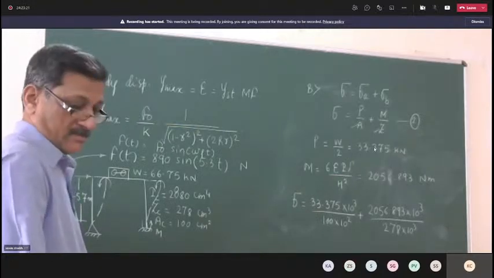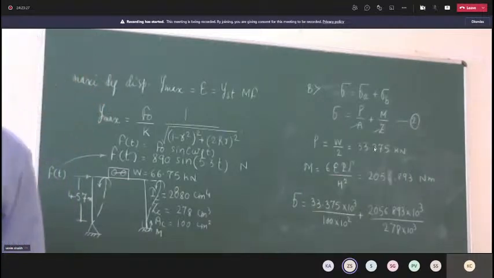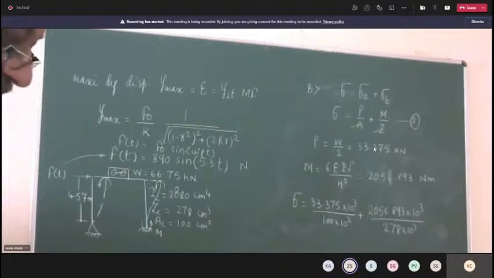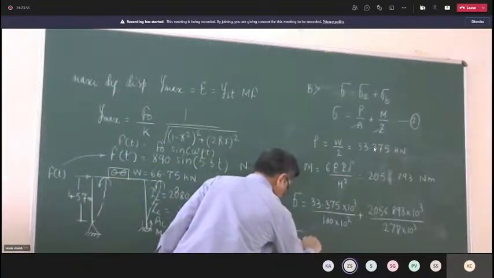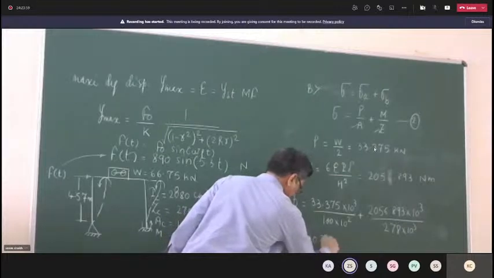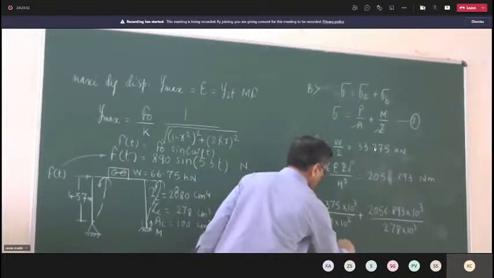10.736. Sigma is equal to 10.736 Newton per mm square or megapascal.